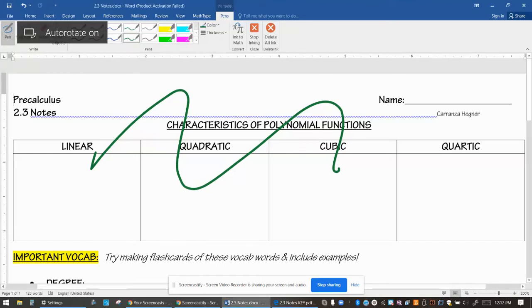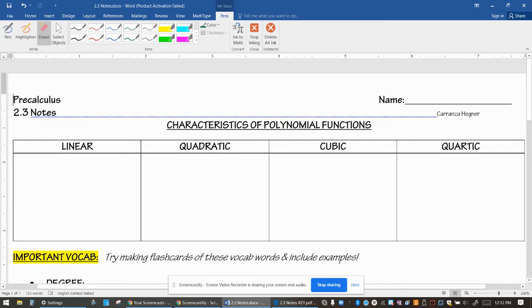Hey guys, welcome to Pre-Calc Lesson 2.3. Today we're going to be talking about the characteristics of polynomial functions. So let's just review some of the basic functions that we've discussed already.